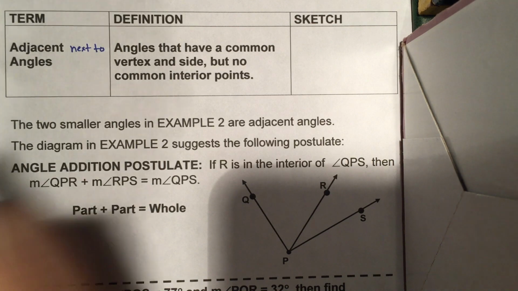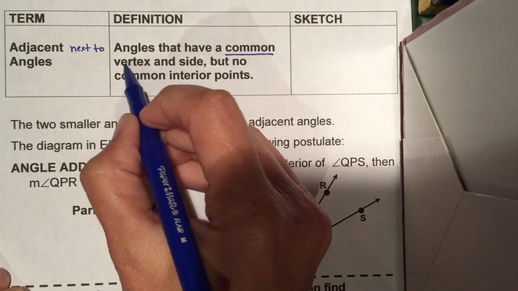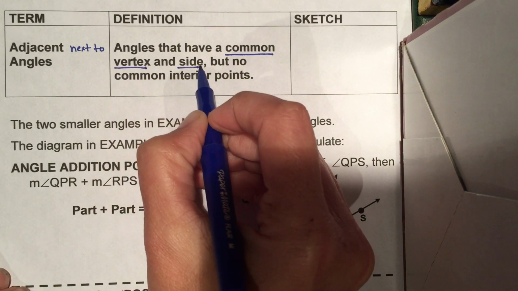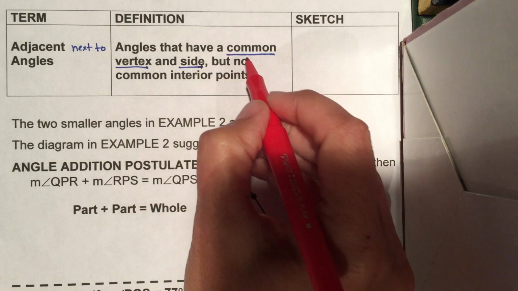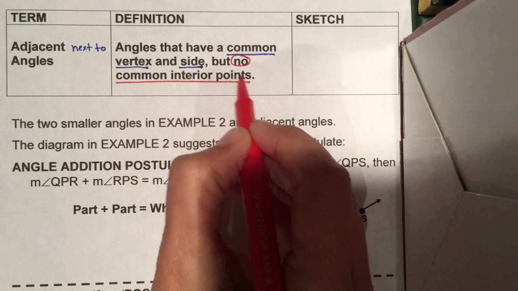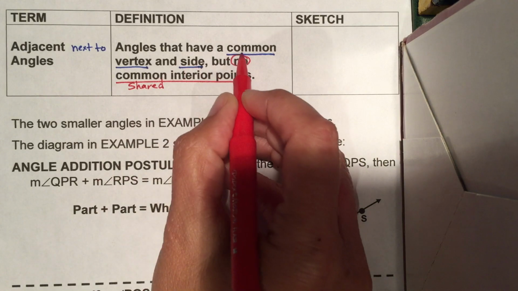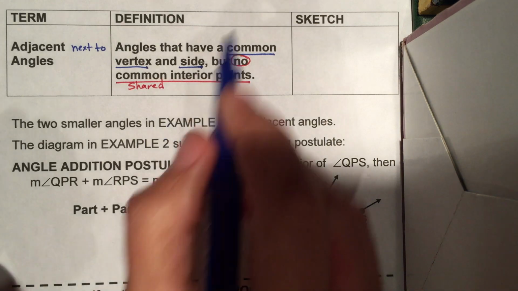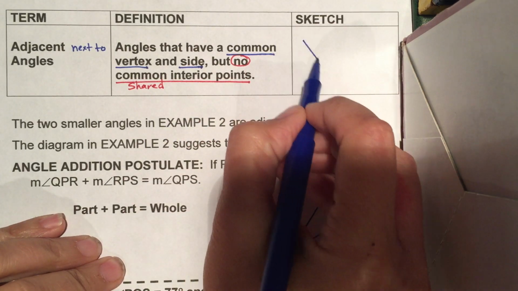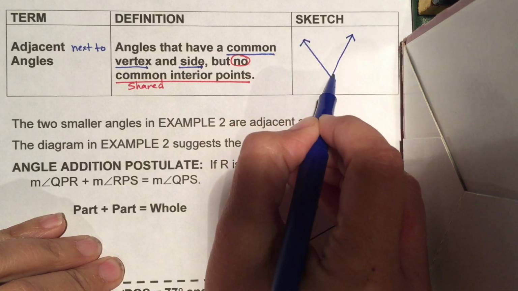Adjacent means next to. So with that being said, it means that they share a common vertex and side, but they do not have any common interior points. And remember, common means shared. So they share a vertex and a side, but they cannot share any interior points. I'm going to draw a pair of adjacent angles here, one at a time so you can see them.